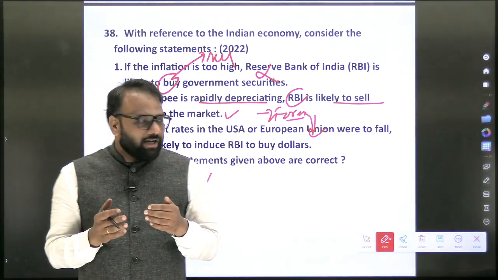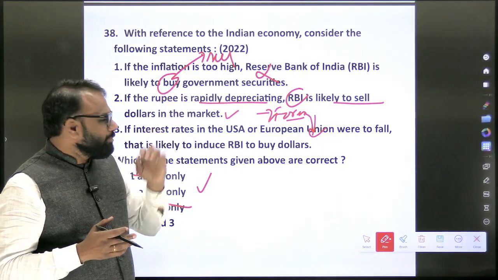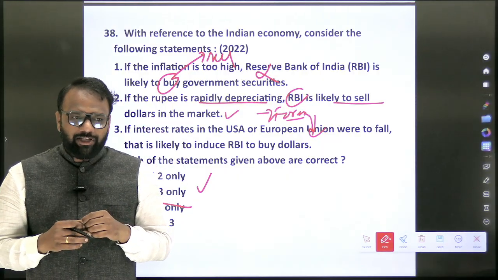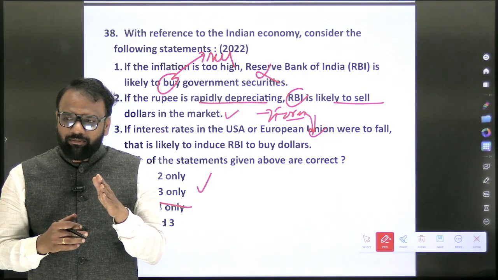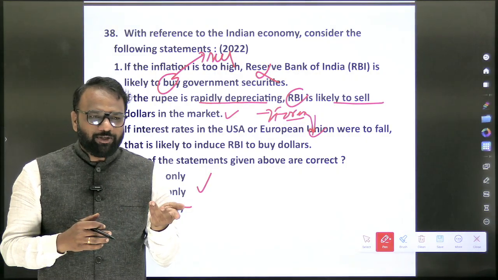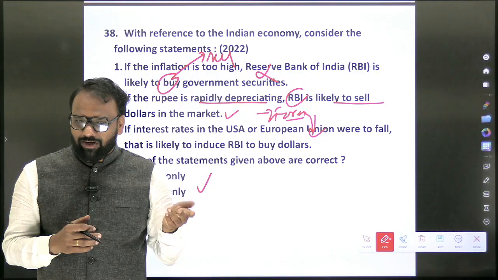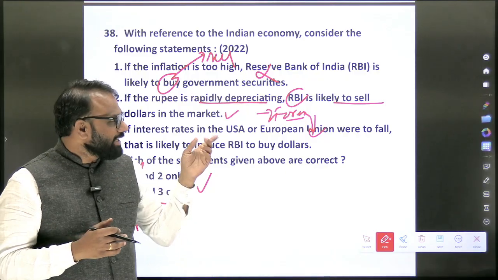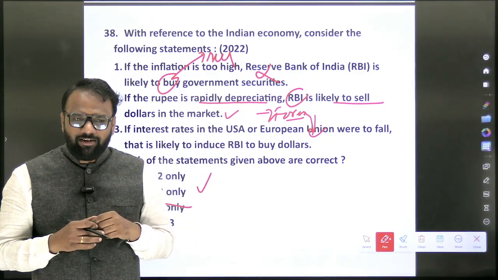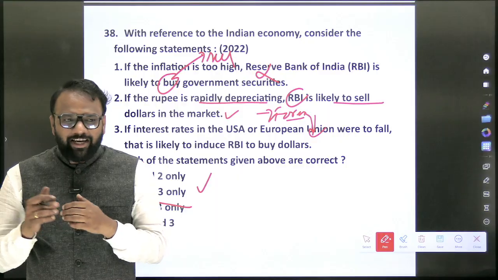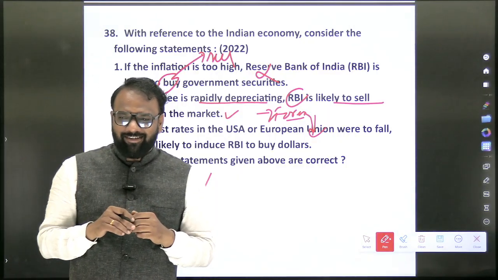Now when the rupee is rapidly depreciating, it means 80 rupees per dollar has become 100 rupees per dollar, not 60. So the rupee is rapidly depreciating. At that time, why will RBI sell the dollars? To help whom? Indian exporters or Indian importers?